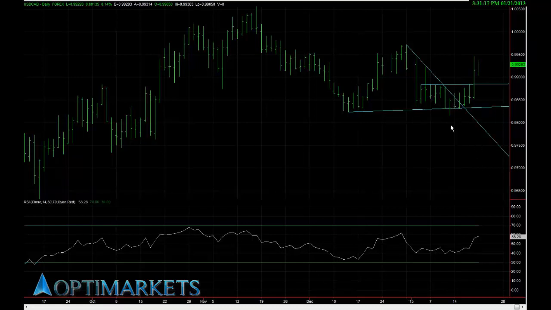Be that as it may, we closed above that trend line, and we had some sideways movement in a tight range, and that sideways movement should have been an alert on your screens, or whatever charting program you're using, an alert to break out of these zones. Additionally, we have the RSI very stagnant between 40 and 50.